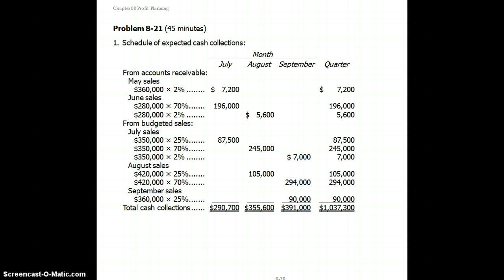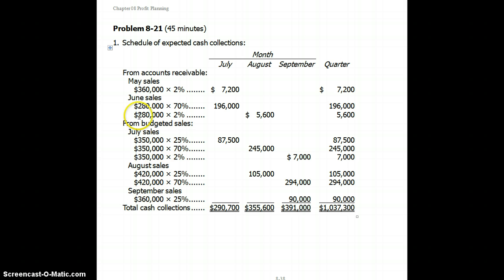This company has had some difficulty in the past, and in order to approve them for this loan, the bank wants to see a cash budget for the third quarter, which includes the months of July, August, and September. They give us the actual sales for May and June, and budgeted sales for July, August, and September. Experience shows that 25% of the month's sales are collected in the month of sale, 70% in the month following, and 2% in the second month following the sale. Therefore, first things first, let's prepare a schedule of cash collections.